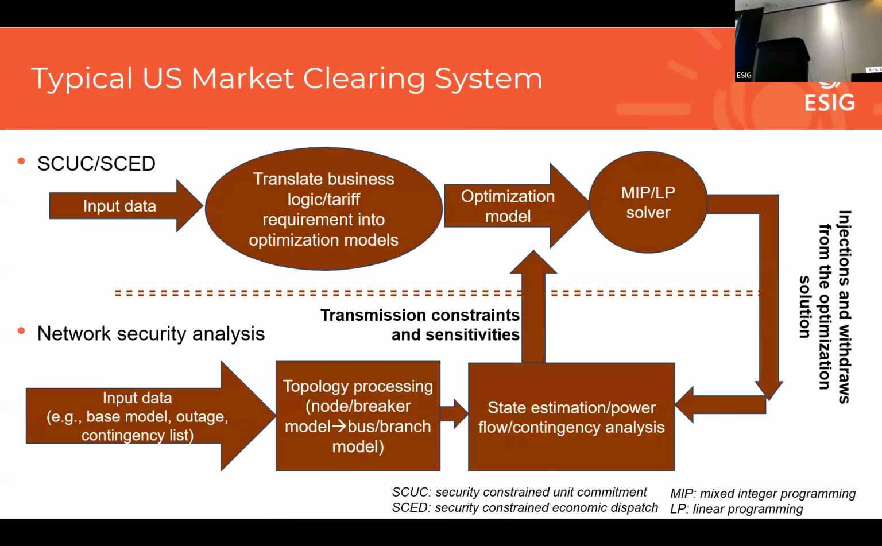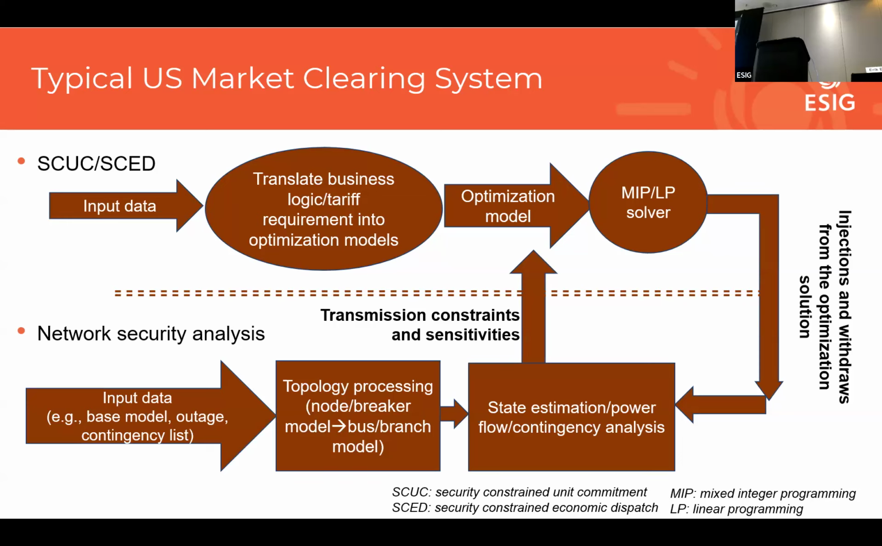And then the typical US market clearing system includes two main components. One is the security constraint unit commitment, and the other is the economic dispatch optimization. It basically takes the offer bids from participants, and the ISO also has enabled transactions, physical scheduling, and import and export schedules from neighbors. And then all this information is fed into the market clearing system.